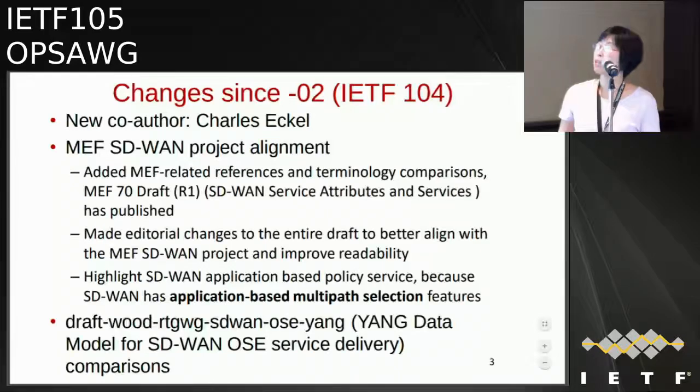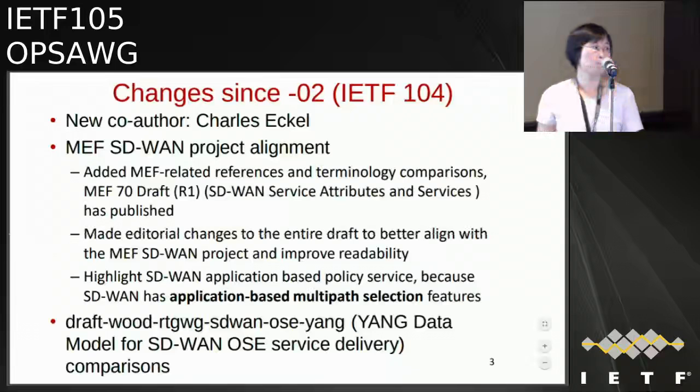So these are the main changes. We also made an editorial change across the entire draft, to be better aligned with the MEF project and for readability. Besides all this, we also highlight the SD-WAN application-based policy service, since SD-WAN is quite different from traditional L2VPN and L3VPN. It has an application-based multipath selection feature, so there are a lot of policies related to this multipath selection. And we also added a section to elaborate on the difference from the OSE draft, which is proposed in RTGWG.